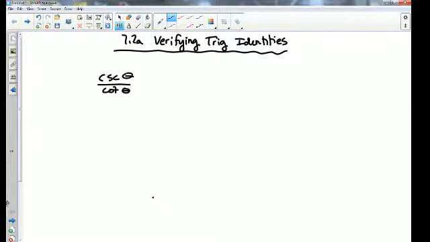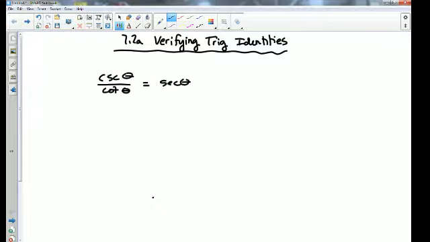Like I said, this is what we've been doing, right? We've been simplifying expressions, okay? What we're going to do now is put an equal sign in here. And what was the answer to this on the homework? Secant? Secant.